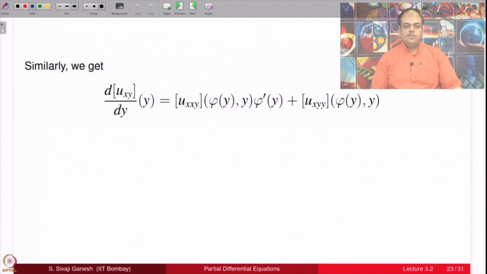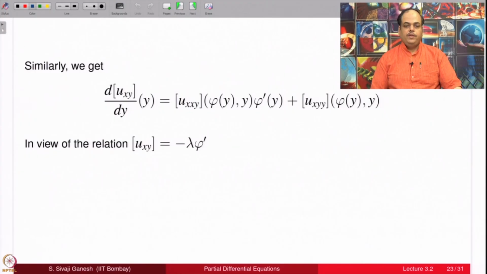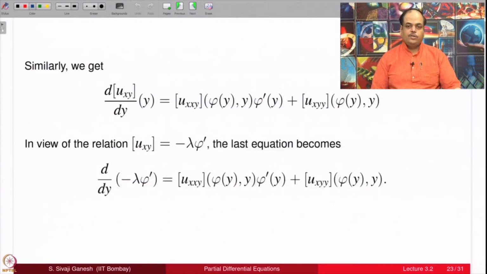Now, similarly, we can also get the derivative of uxy. You write the equation for the uxy jump, differentiate with respect to y, you will end up with this relation. Now, we know that the uxy jump is minus lambda times phi dash, that is conclusion 1. Therefore, this equation I can write as this.